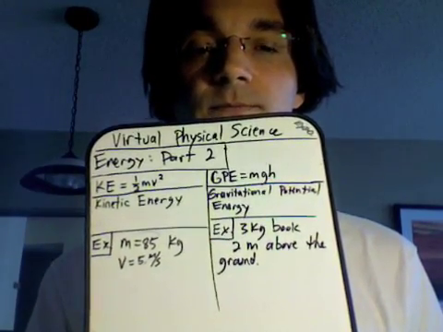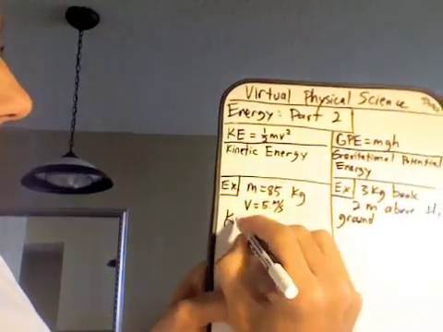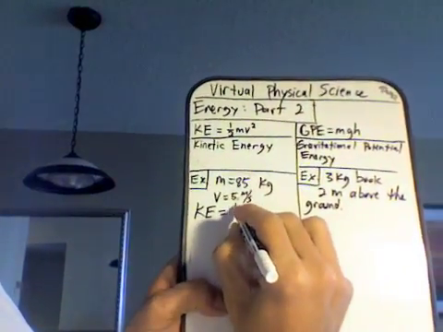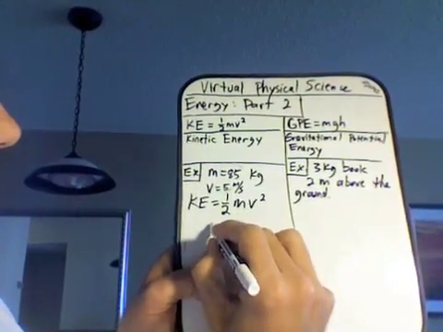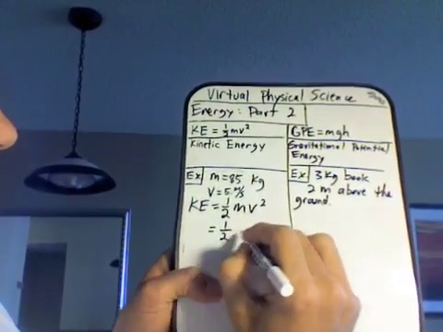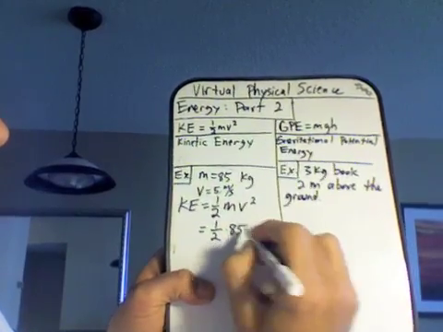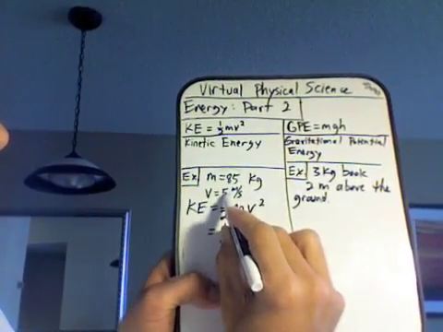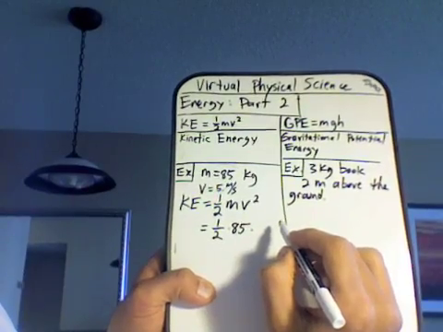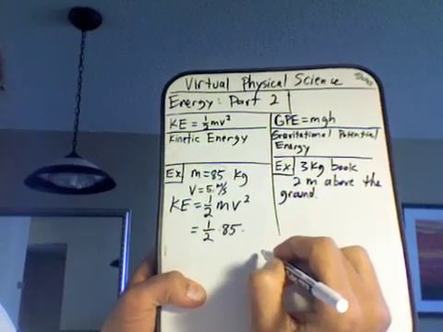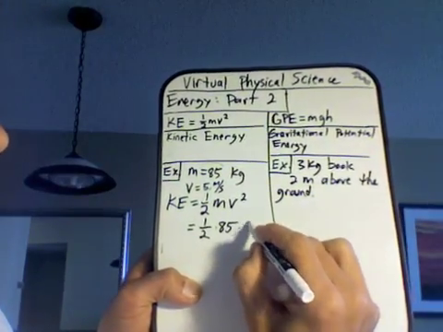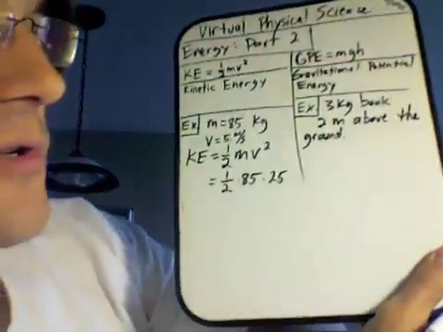Alright, how did you do? Well, let's see how it works out. Formula says that my kinetic energy would be 1/2 my mass times my velocity squared. That's 1/2 times 85, my mass, times 5 squared. What's 5 squared? Well, 5 squared is the same as 5 times 5, right? 5 times 5 is just 25.